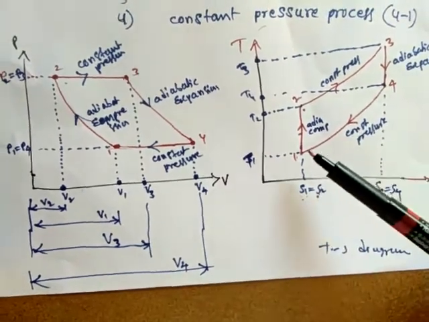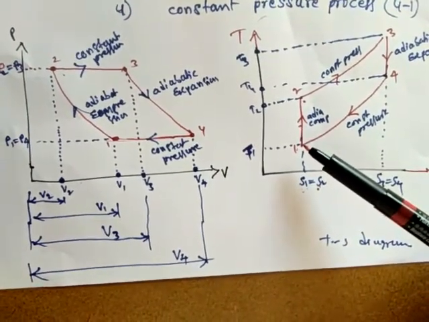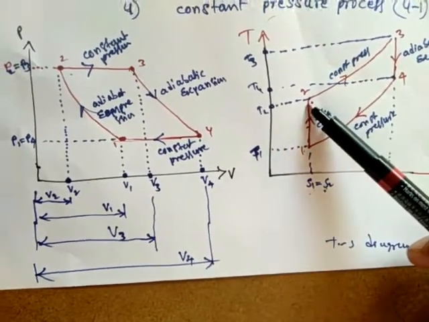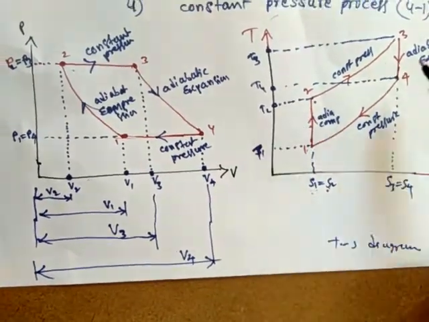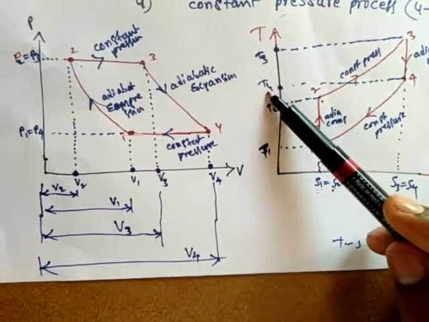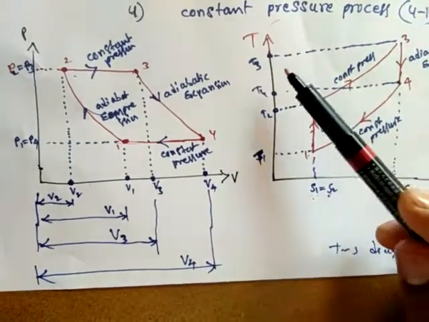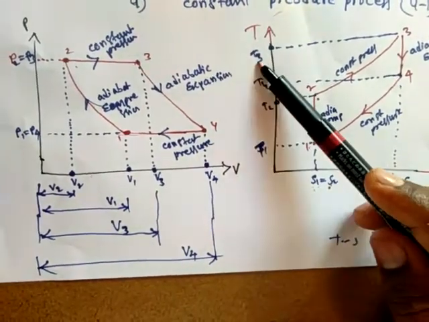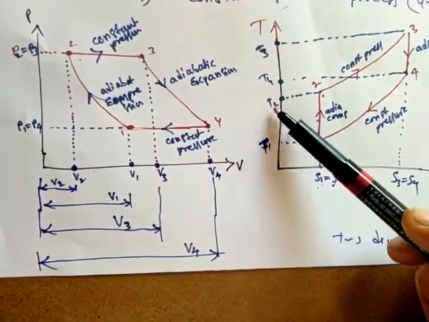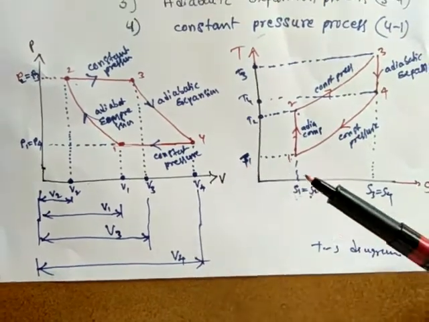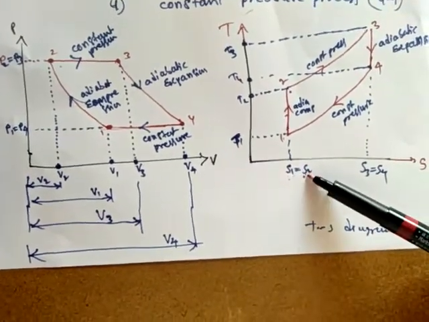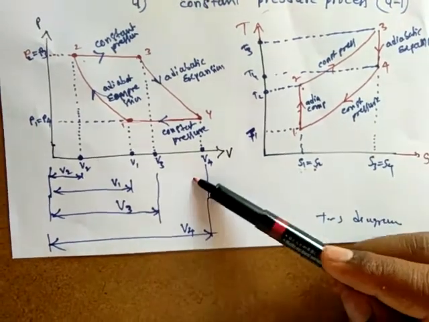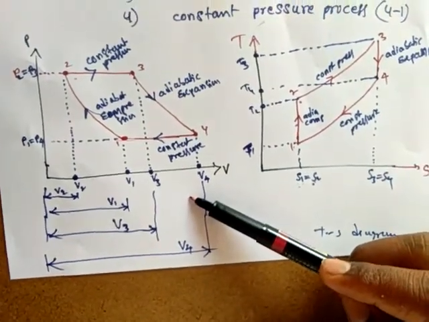So if you observe all the temperatures, at point 1 this is temperature T1, at point 2 this is temperature T2, at point 4 this is temperature T4, and at point 3 this is temperature T3. If you observe all these, T3 is higher than T4, T4 is higher than T2, T2 is higher than T1. Okay, so entropy S1 is equal to S2, and entropy S3 is equal to S4. This is our TS diagram and this is our PV diagram.